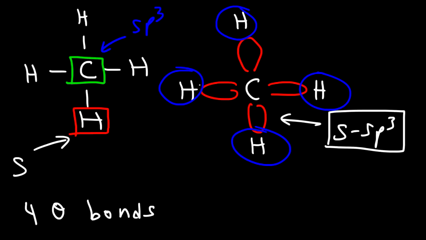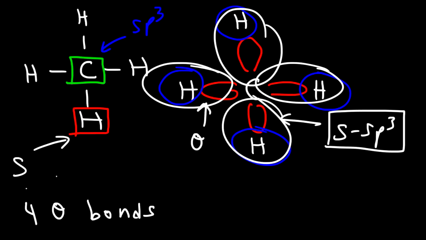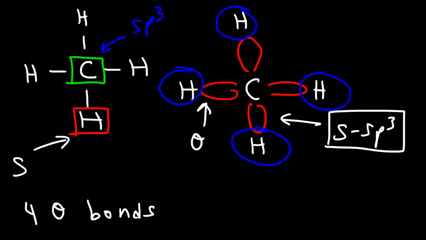And so anytime you have an overlap of atomic orbitals, you're going to have a sigma bond. So this whole thing is 1 sigma bond, this is another, and so methane has 4 sigma bonds, or 4 single bonds, or 4 covalent bonds. You could describe it any of those 3 ways.